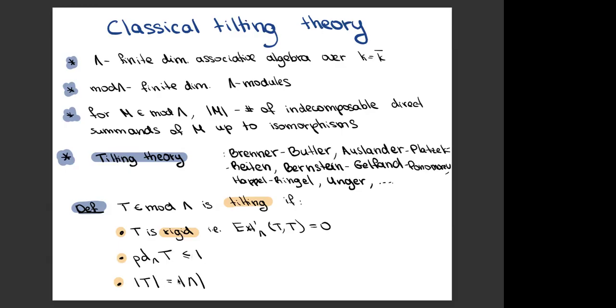And then the last condition is the maximality condition. It turns out that a tilting module can have at most the size of lambda number of indecomposables, so it cannot have more than that, and it's said to be tilting if it is maximal. So in particular, a tilting module is a maximal module that is both rigid and has projective dimension at most 1.